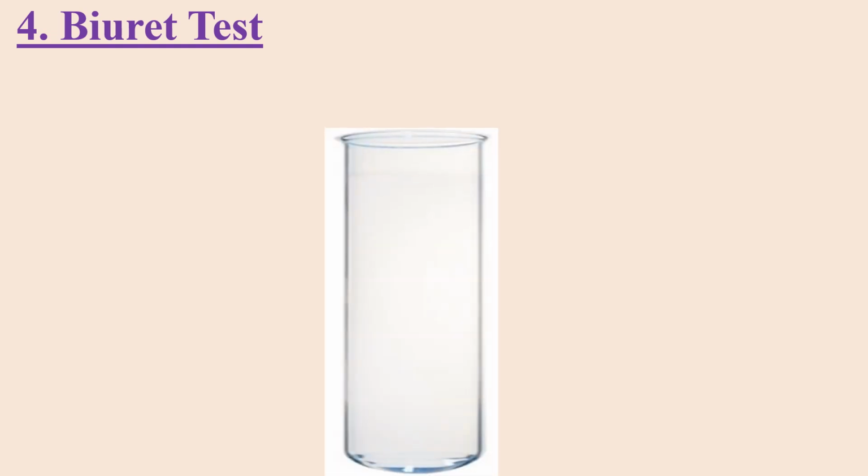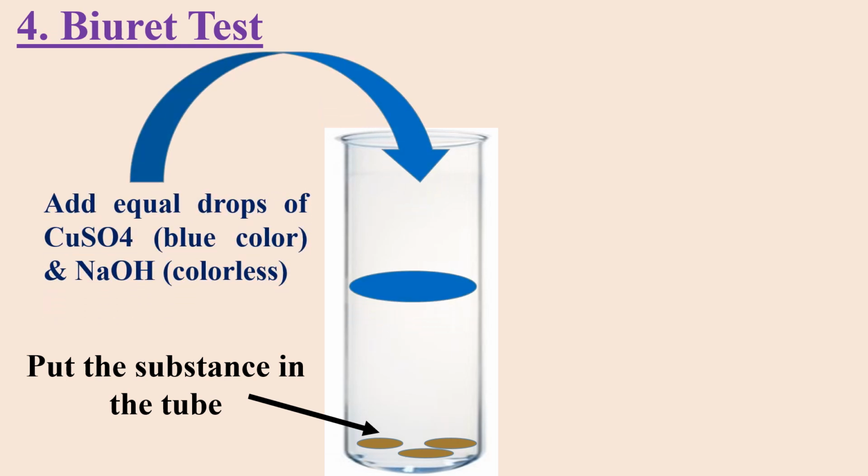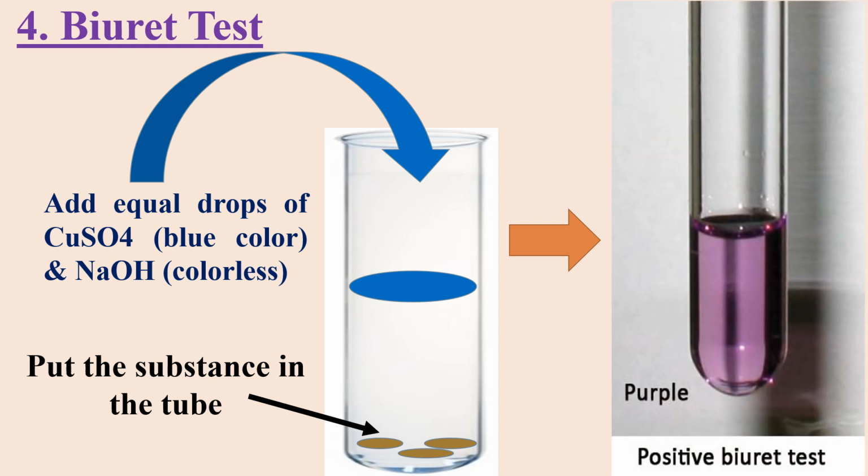We bring a test tube. We put the substance in the tube. And then we add equal drops of copper sulfate and sodium hydroxide. CuSO4, which is blue in color, and NaOH, which is colorless. I do not heat in the biuret test. I don't heat in the biuret test, okay? It's performed without heating. So the result is purple or violet color, okay?